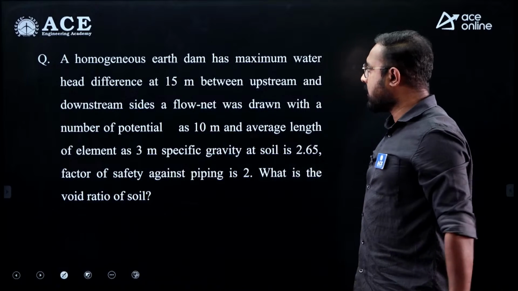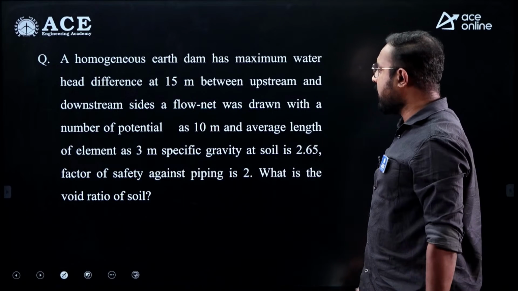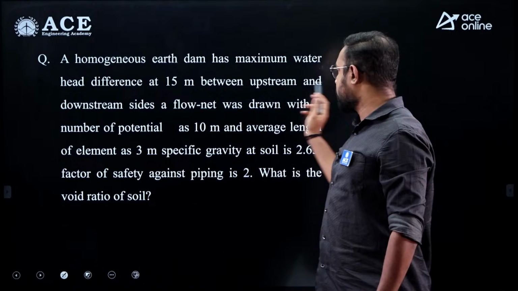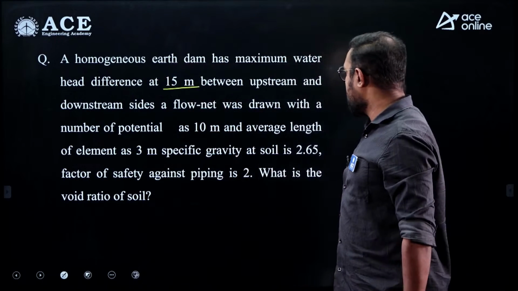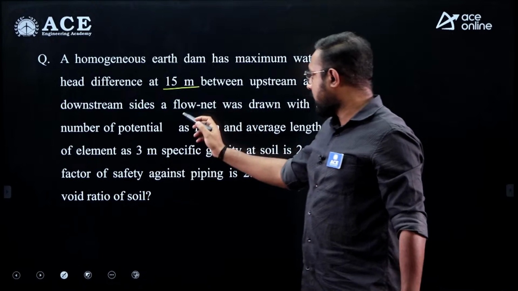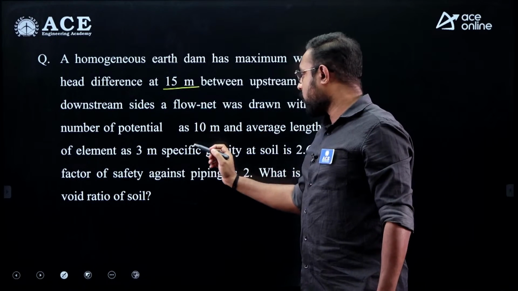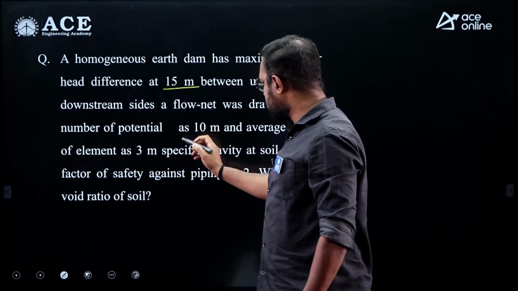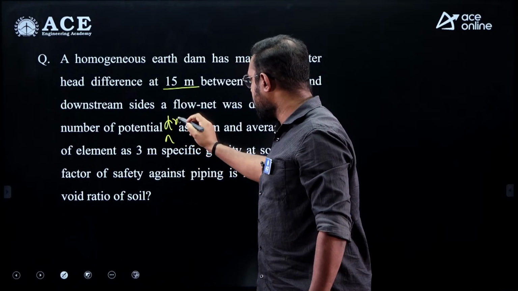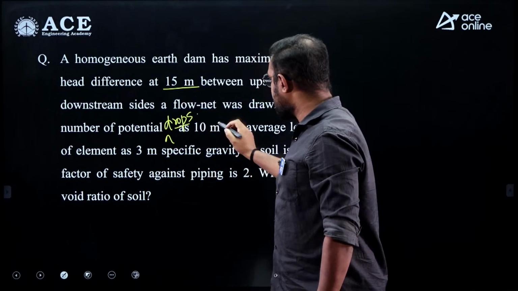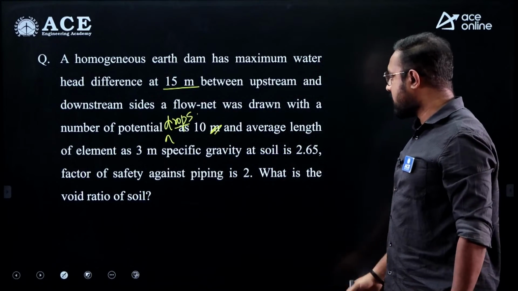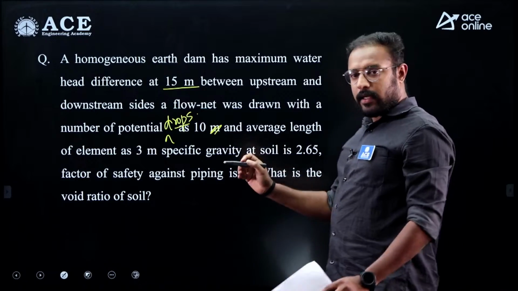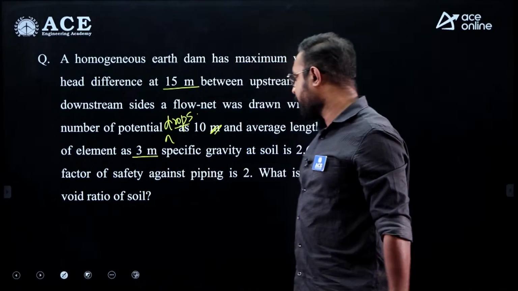Next, a homogeneous earth dam has a maximum water head difference of 15 meter between the upstream and downstream sides. So the head loss is roughly around 15 meter. The flow net was drawn with a number of potential drops as 10. This is actually wrong: it is not 10 meter, but the number of potential drops that we counted is 10, and the average length of that drop element is 3 meter.